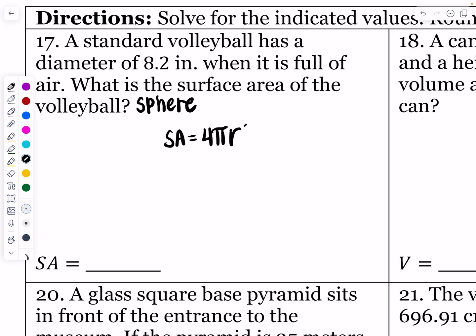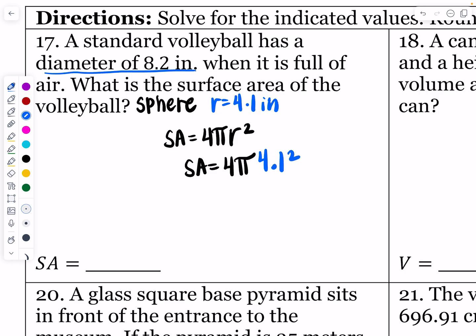4 pi r squared. In fact, I encourage you to check it before you actually do the problem. Surface area is going to be equal to, we need the radius. Well, I right now currently have my diameter. So if my diameter is 8.2, what is my radius going to be on that shape? It's going to be 8.2 divided by 2, which is going to be 4.1 inches. So that's going to be 4 times pi times 4.1 inches squared.